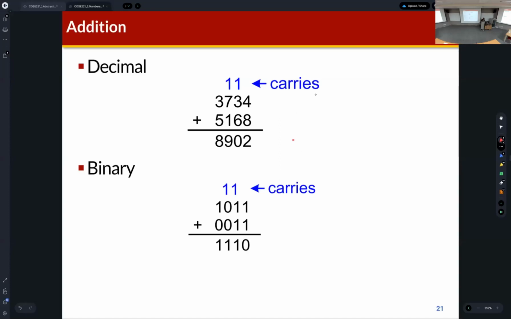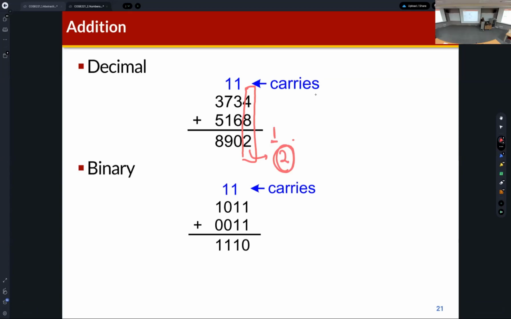So we perform addition for each digit, right? It performs 4 plus 8, and we know the result of 4 plus 8 is 12. But we cannot represent the 12 with one digit of a decimal number, right? So the result of this digit becomes 2, and then how about the 1? This is another digit.